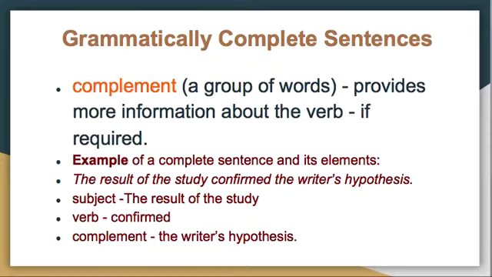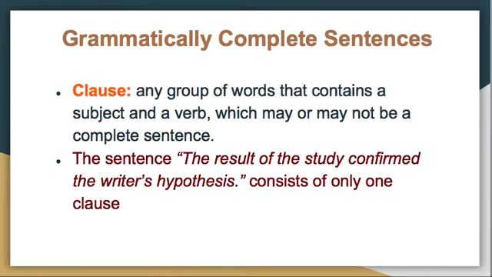The sentence: the result of the study confirmed the writer's hypothesis. In this sentence, the result of the study is the subject, confirmed is the verb, and the writer's hypothesis is the complement. It provides further information about the verb. So this is the concept of a complete sentence.